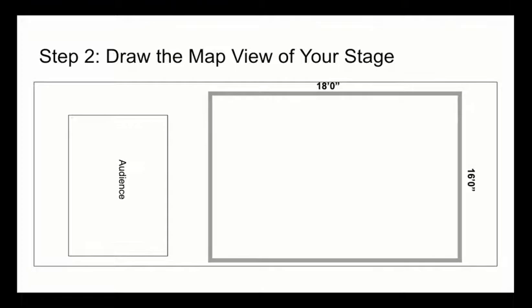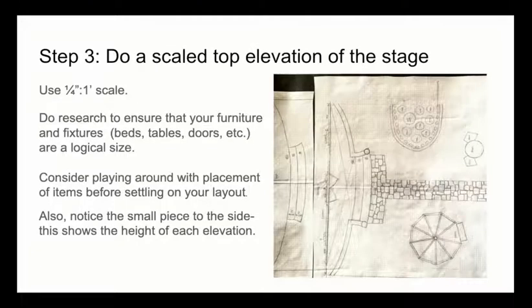You're also going to include on your map view where the audience is. So this would be more like a proscenium setup where the audience is just on one side. And then here's the 1/4 to 1 foot scale drawing, or again, you could use 3/8 if you like. Either way, we're going to show on this drawing where things are in placement to each other, and also they need to be proportionate to each other.